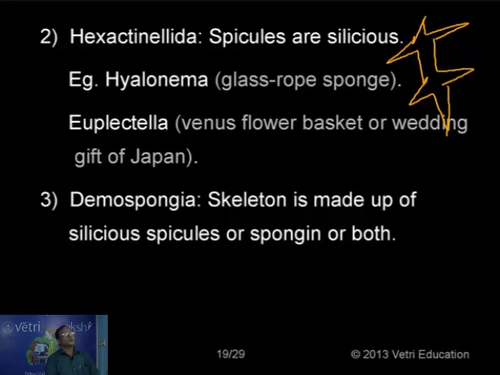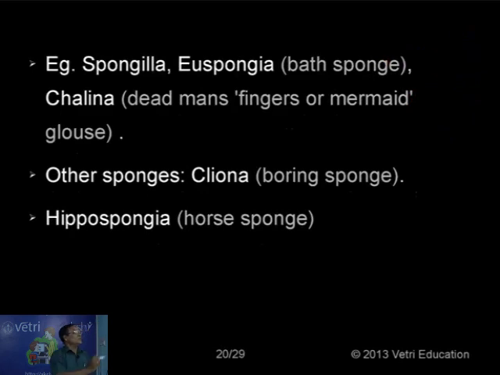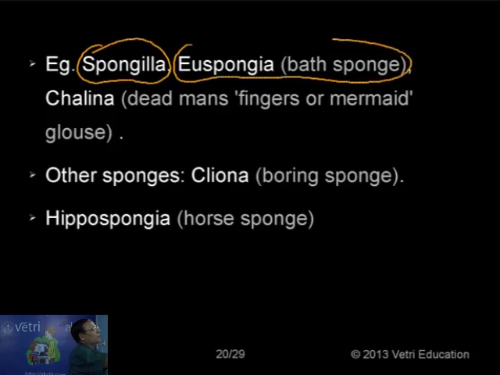Then the last one, Demospongiae. The skeleton is made up of siliceous spicules or spongin or both. Here also we have some animal groups. The freshwater sponge, Spongilla, and the Euspongia, the bath sponge. We obtain this bath sponge from the dried spongin fibers of Euspongia. Then another organism, Chalina. It looks like a dead man's finger, hence the name dead man's fingers or mermaid gloves.